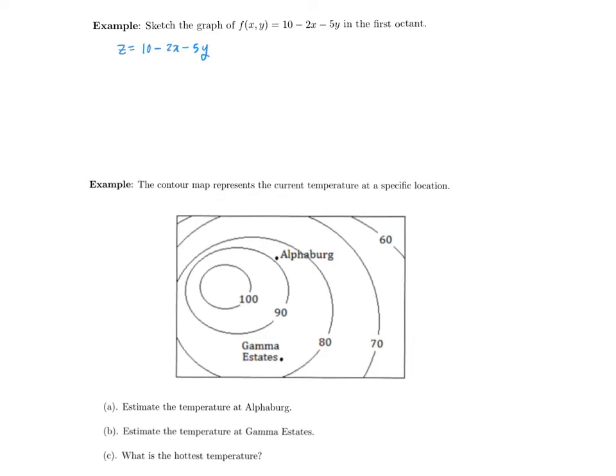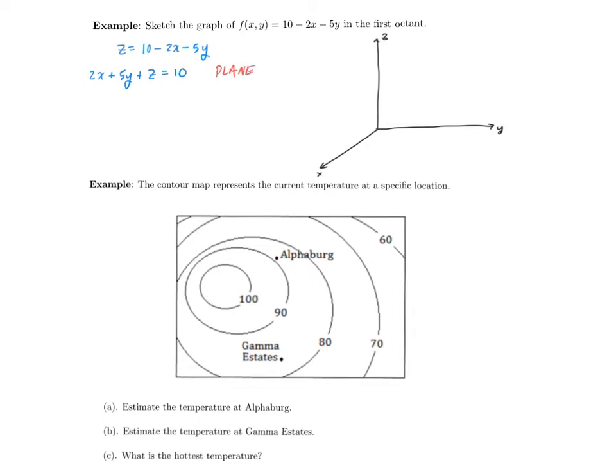And at this point, in order to sketch the graph of a function of two variables, we have to recognize what surface is being described by the relationship we have between the x, the y, and the z. And this is a common example that we've encountered earlier in the course. Note that if you move the x and the y terms to the left and you have 2x plus 5y plus z equals 10, this is a common equation. This is a plane.